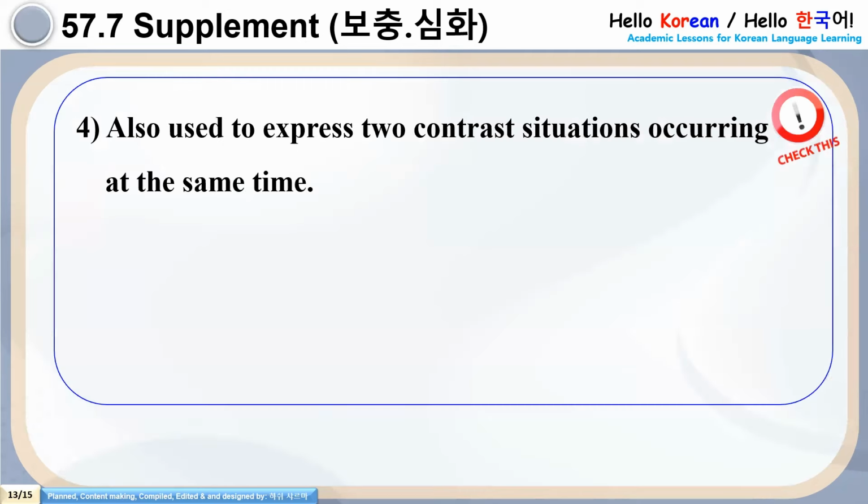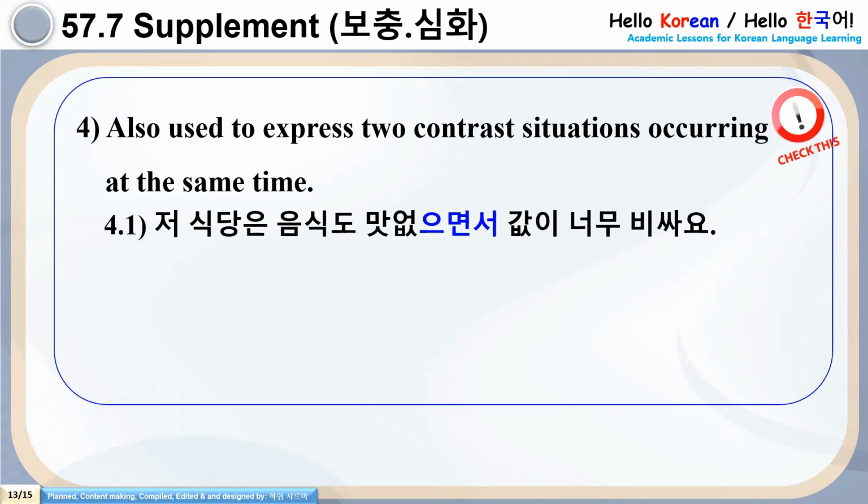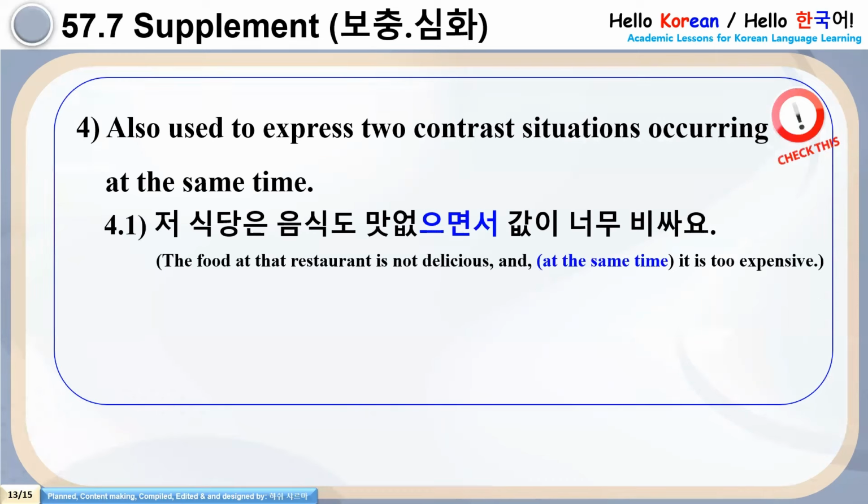One more, 여러분. This is the last one. Number 4. Also used to express two contrast situations occurring at the same time. How? C 4.1. 저 식당은 음식도 맛 없으면서 값이 너무 비싸요. The food at that restaurant is not delicious and at the same time it is too expensive.